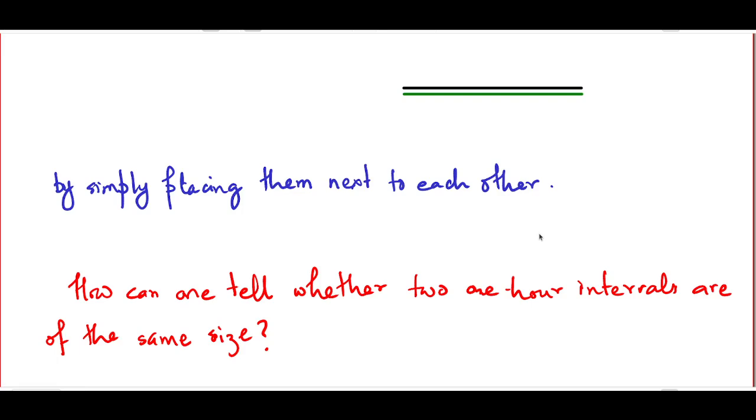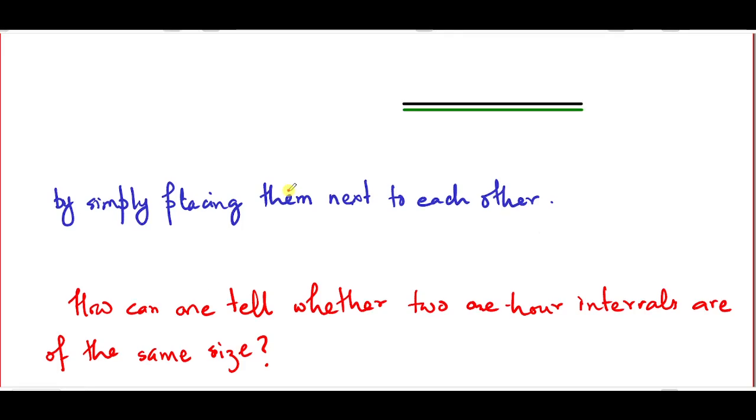We cannot pick up the 1 hour interval between 12 noon and 1 p.m. and place it next to the 1 hour interval between 2 p.m. and 3 p.m. and compare the two. That, of course, is out of the question. How then do we make sure that the two time intervals are actually equal?